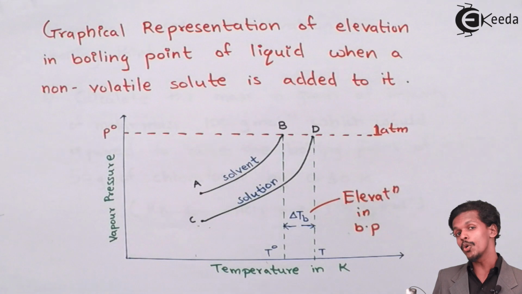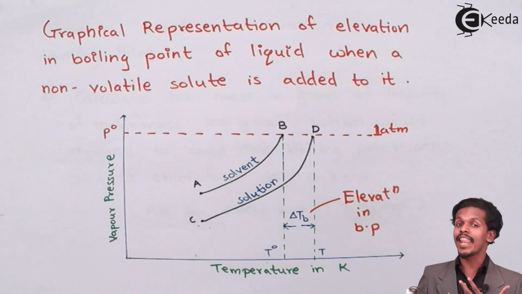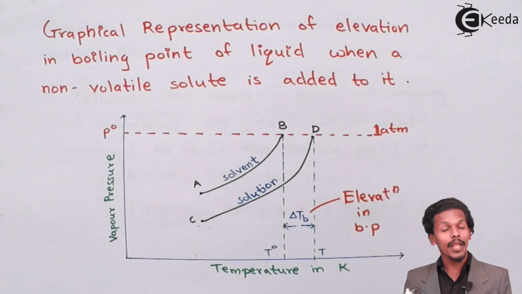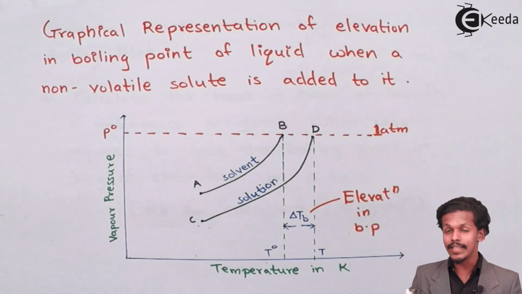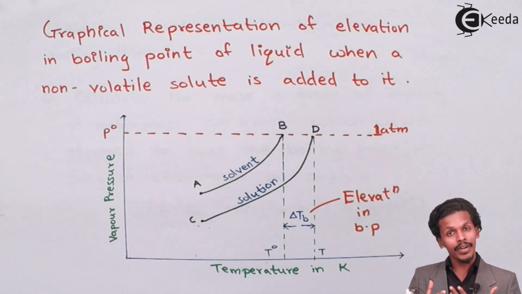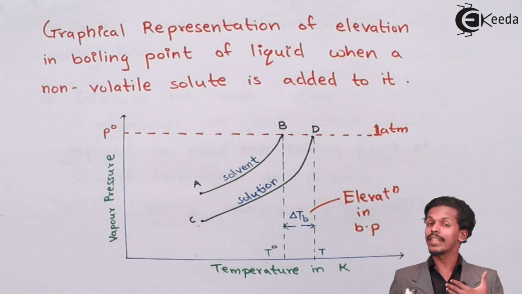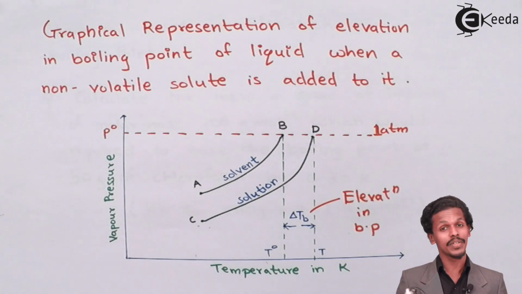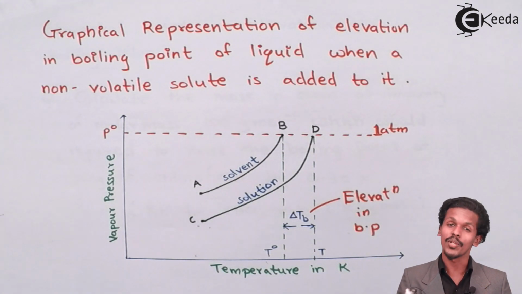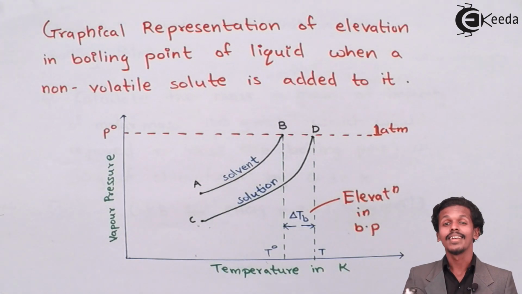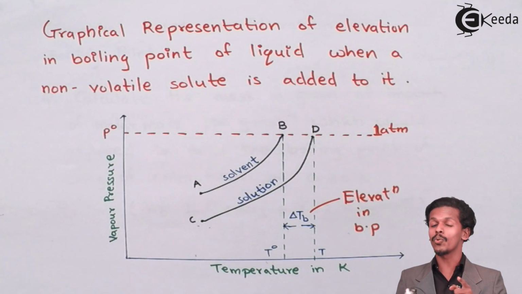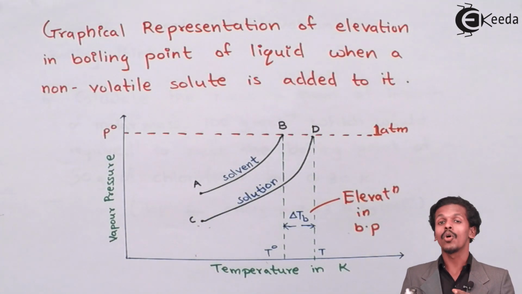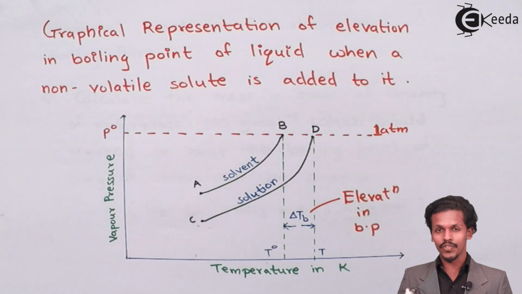So the more solute present in the solvent, the more energy or the more temperature we have to provide, so that it will be converted into gaseous state, or reach the vapor pressure of 1 atmosphere to attain the boiling point. And hence elevation in boiling point is related to the number of moles of solute or the number of particles of solute, and hence elevation in boiling point is a colligative property.